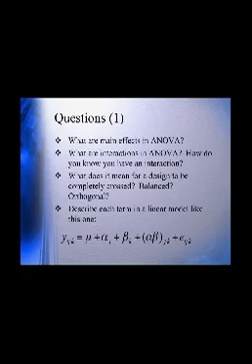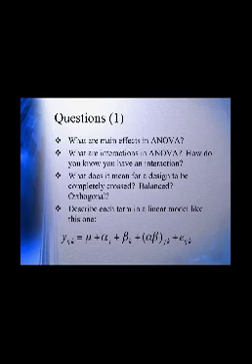When we're done with this module, you should be able to answer these questions. What are the main effects in analysis of variance? What are interactions in analysis of variance? How do you know when you have one? What does it mean for a design to be completely crossed, balanced, and orthogonal?